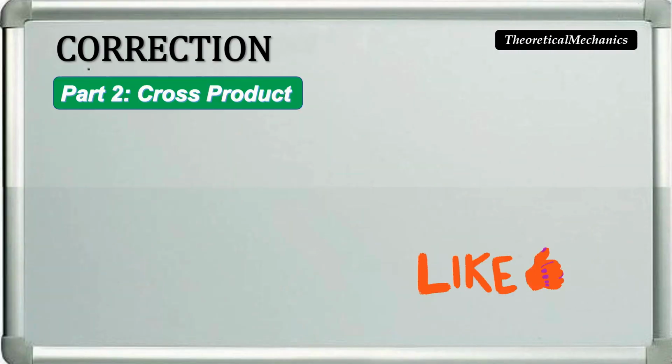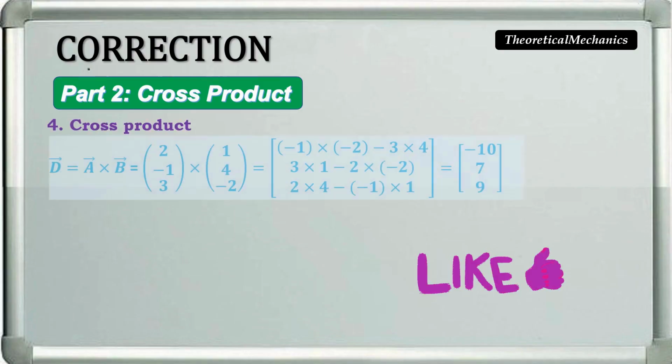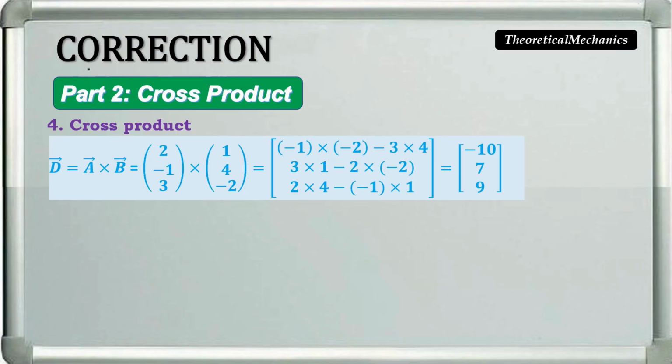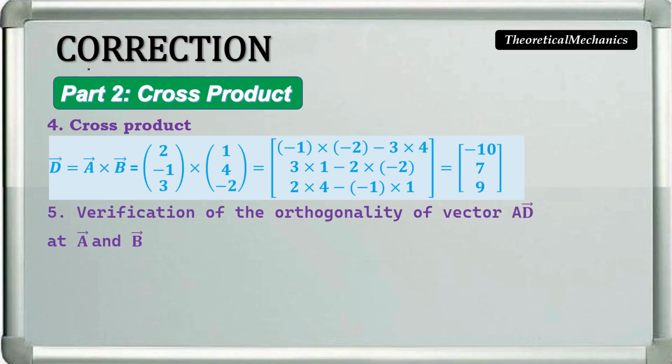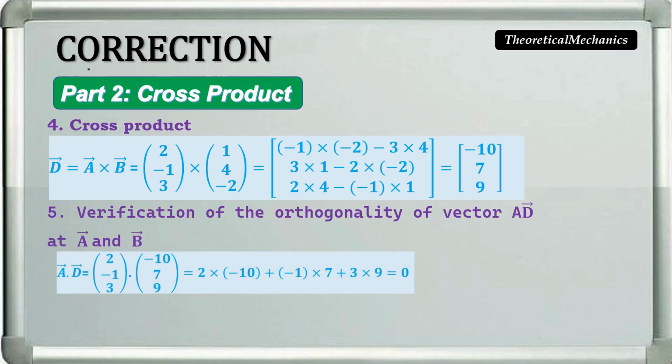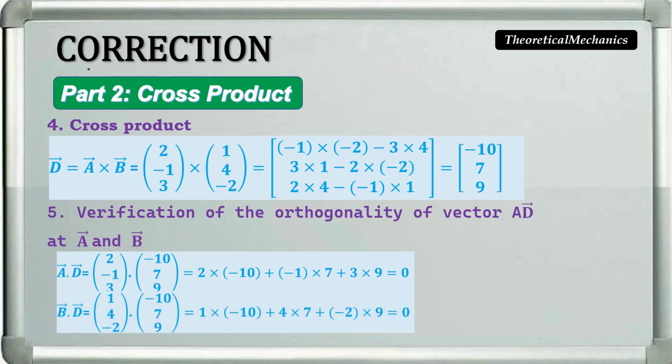Applying the cross product rule, we compute the vector D equals A cross B. After performing the determinant calculation, we obtain D equals minus 10, 7, 9. Now let's verify the orthogonality. A key property of the cross product is that the resulting vector is perpendicular to both original vectors. To confirm this, we compute the dot product of D with A and B. In both cases, the result is 0. Which confirms that D is orthogonal to A and also orthogonal to B.